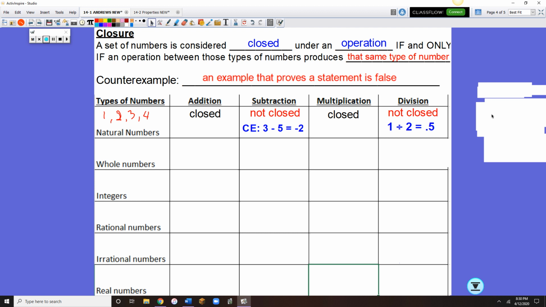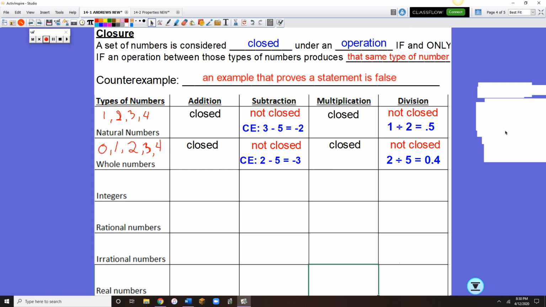Whole numbers and natural numbers, remember the only difference between those is 0. So, because that's really the only difference, it doesn't really change anything. It's the same operations closed and the same operations not closed. Now, I've offered different counterexamples, but it's really the same situation.